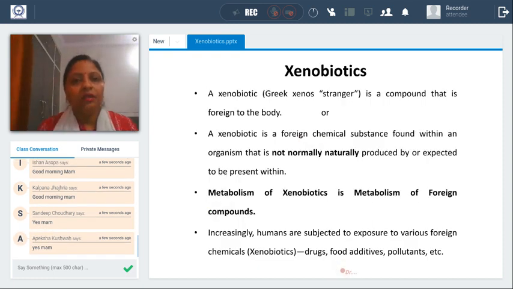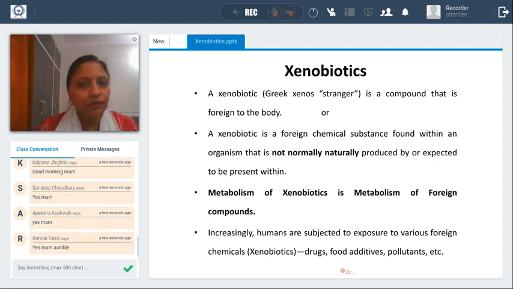So let's start. What is xenobiotics? Xenobiotics is a Greek word composed of two words, xenos plus biotics. Xenos means stranger, and biotic, you all know, means life. So a xenobiotic is a compound that is foreign to the body.